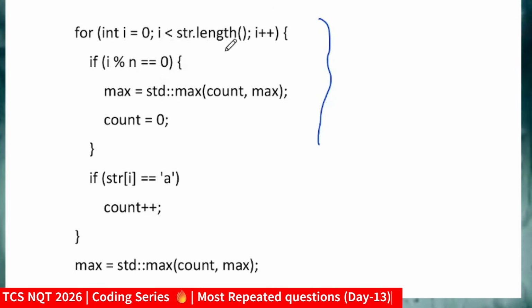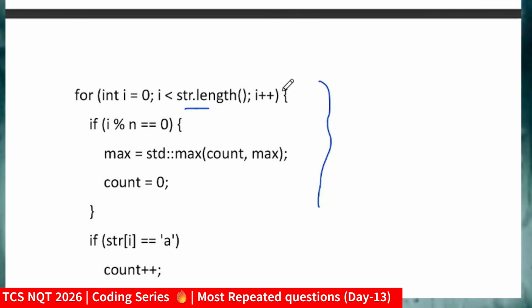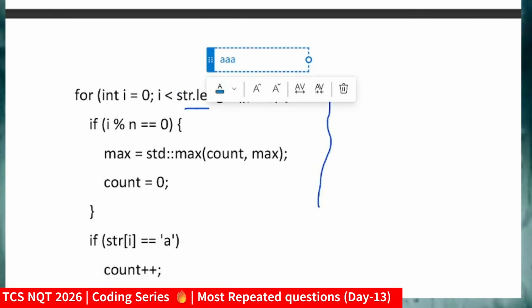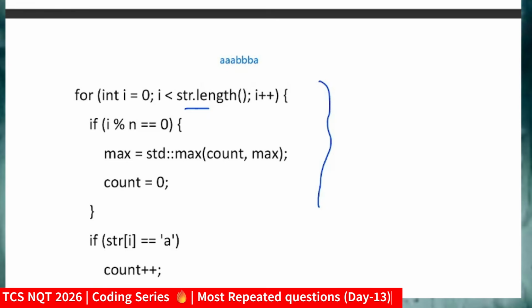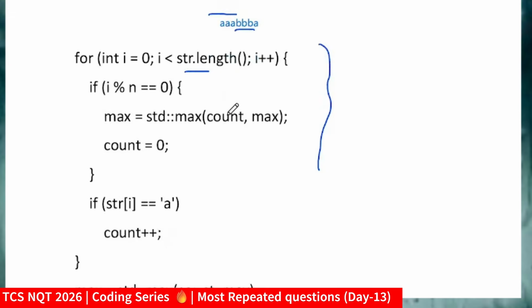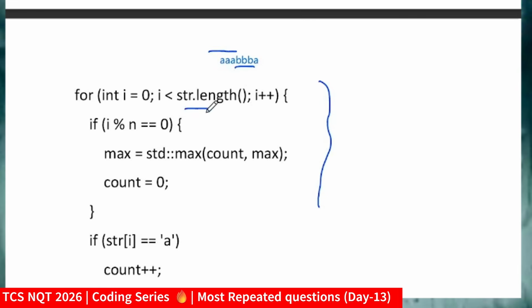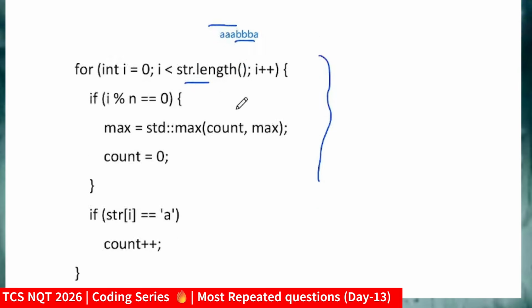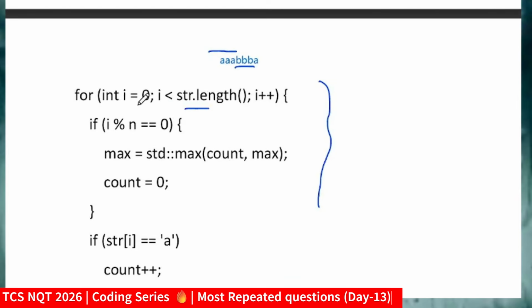So i equal to 0 to i less than str.length, which means I will traverse the complete string. Suppose the string is AAA, then BBB, then A. I will traverse this whole value till str.length, and since the index starts from 0, I check less than str.length. If it were 1-based indexing, you would go till str.length inclusive, with i equal to 1. So you have to analyze the question properly and apply the condition.